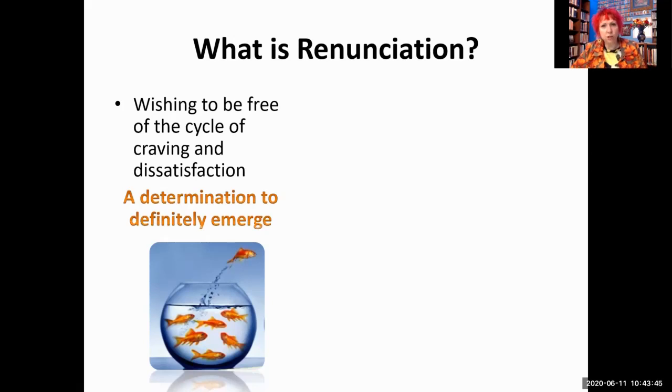So actually, the determination to emerge from what? From cyclic existence, from suffering and craving, from all the problems. So not just wishing, oh, I wish it wasn't quite so bad, or I hope they don't suffer too much. Having this wish to be completely free from suffering and its causes.